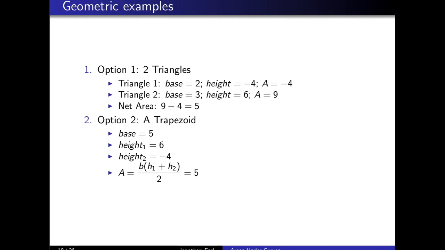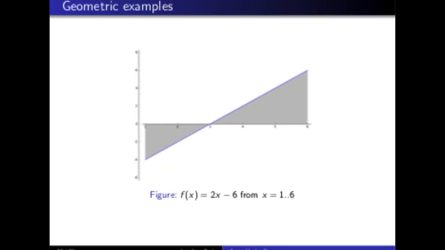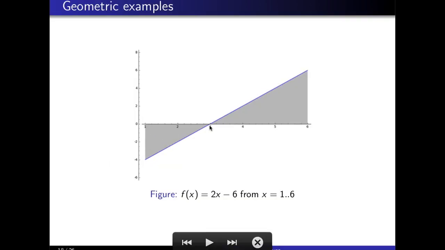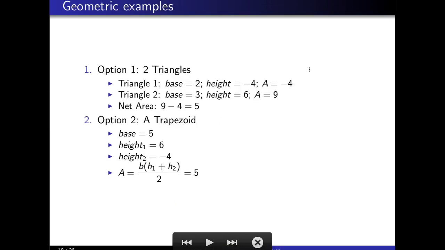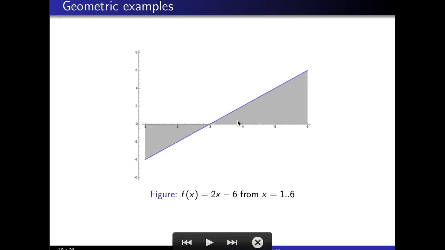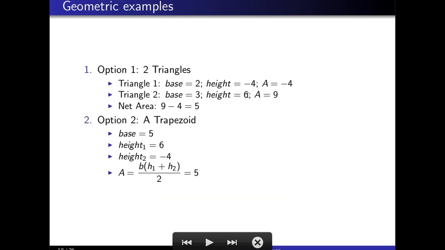So the first triangle that we have, it has a base of 2 and a height of -4. So we have a base going from 1 to 3, base of 2, and a height going from 0 down to 4, or -4, so a height of -4. And our area, so base times height over 2, is -4. For our second triangle, we have a base that's going from 3 to 6, base is 3. The height is going from 0 up to 6, so our height is 6. Base times height over 2, our area for that second triangle is 9.